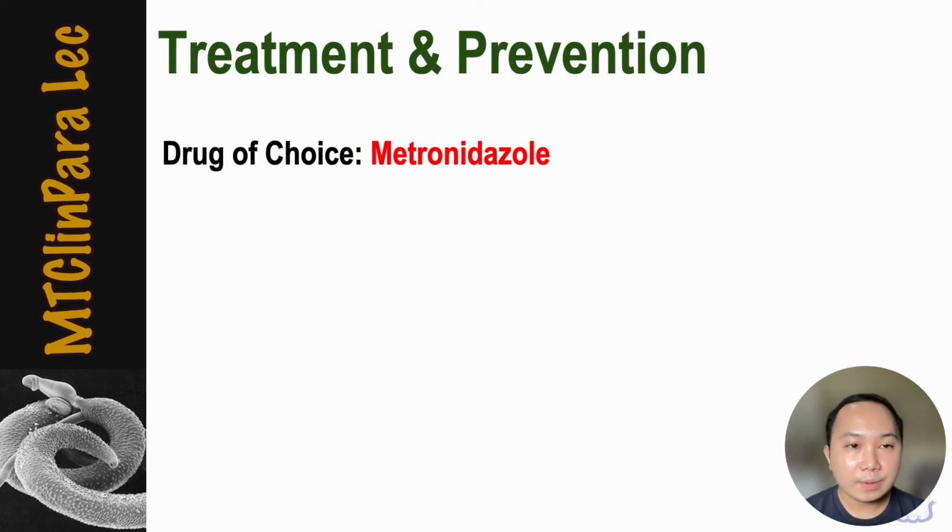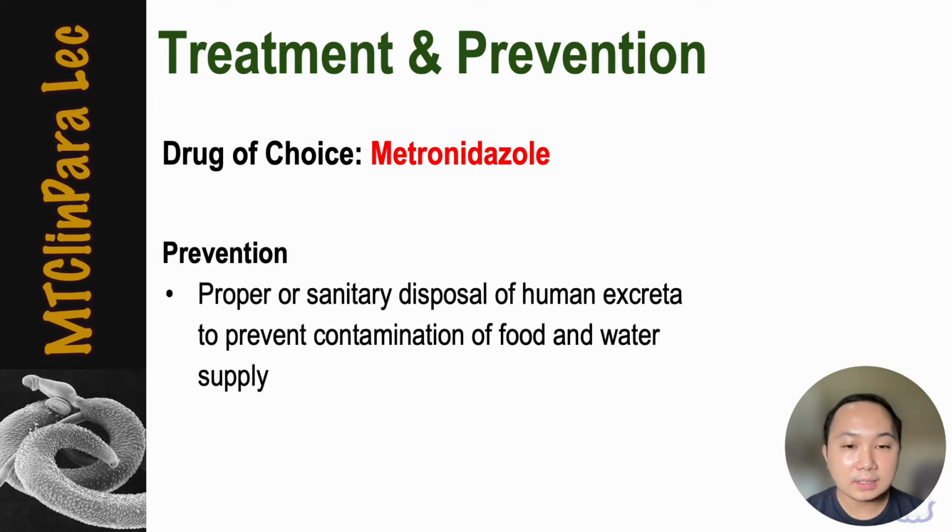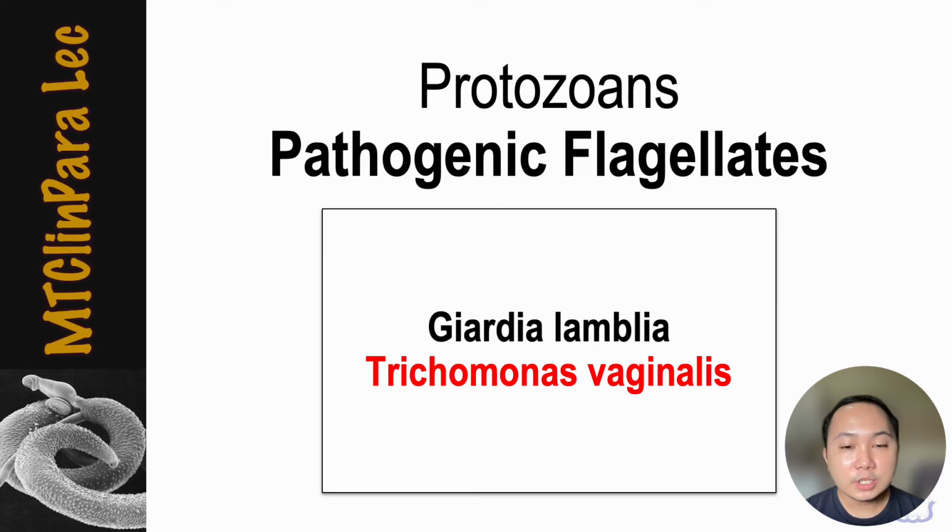For treatment and prevention, the drug of choice would be metronidazole. Since this is intestinal, under the fecal-oral route mode of transmission, proper sanitary disposal of human feces or excreta is the best way to prevent contamination of food and water supply. So we're done with Giardia lamblia. Now let's move on to Trichomonas vaginalis.